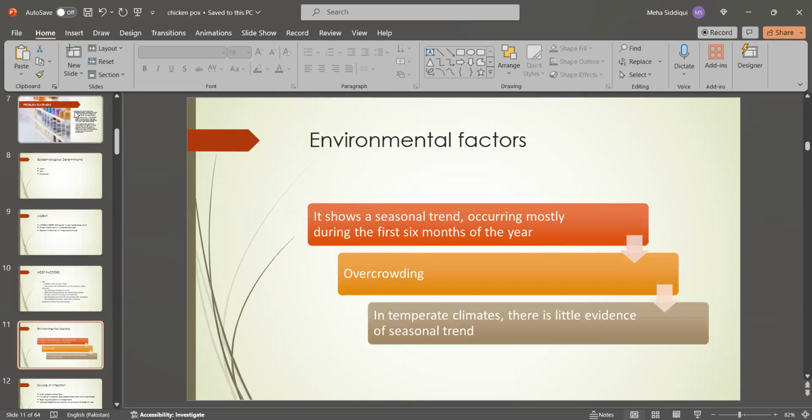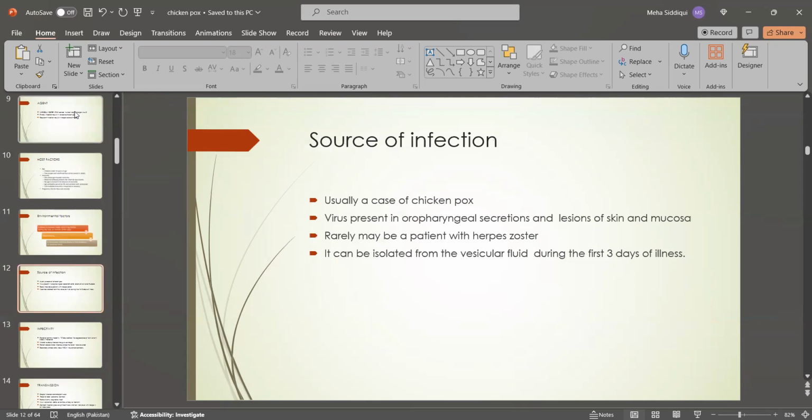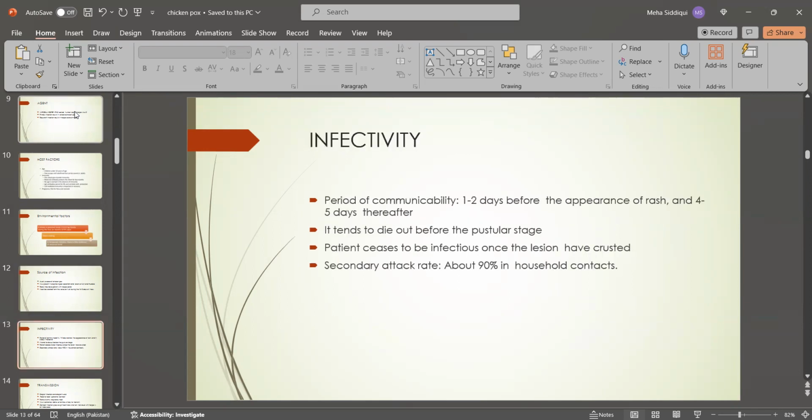Environmental factors: it shows a seasonal trend, occurring mostly during the first 6 months of the year. Overcrowding. In temperate climates, there is little evidence of seasonal trend. Source of infection: it is usually a case of chickenpox. Virus is present in oropharyngeal secretions and lesions of skin and mucosa. Rarely it may be a patient with herpes zoster. It can be isolated from vesicular fluid during the first 3 days of illness.